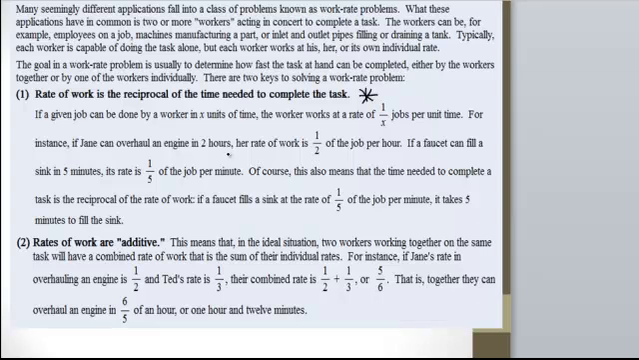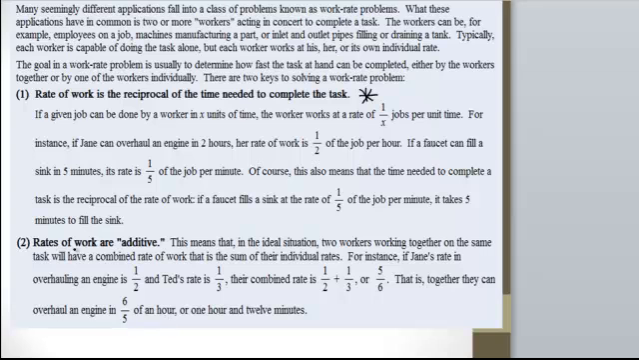If she can complete the whole thing in 2 hours, then half of the job can be completed in 1 hour, right? If a faucet can fill a sink in 5 minutes, then it can fill 1/5 of the sink, or 1/5 of the job, in 1 minute. Okay, so that's how that works.